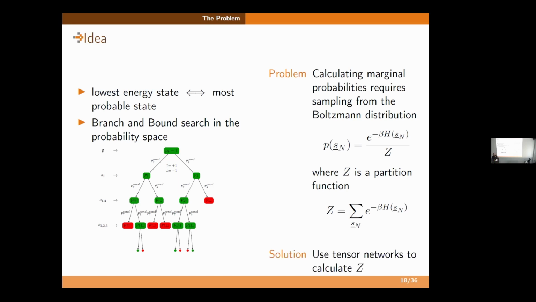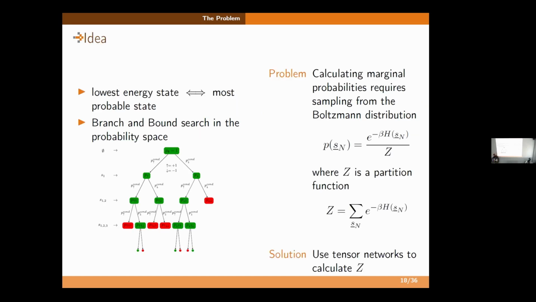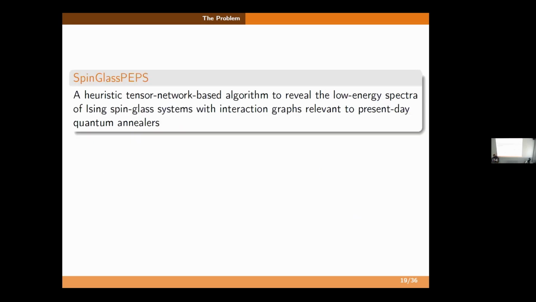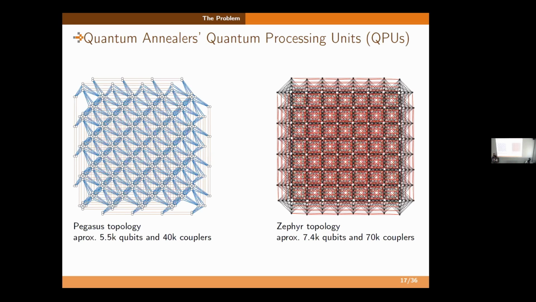But there is a solution to the problem. We can use tensor networks to calculate, or just approximate, this partition function. That was the general idea for creating the SpinGlassPEPS algorithm: use this branch and bound search in probability space, performed using tensor networks to approximate the partition function, so that we are able to calculate these conditional probabilities. And we wanted it to work on the connectivity structures of these modern-day quantum annealers.